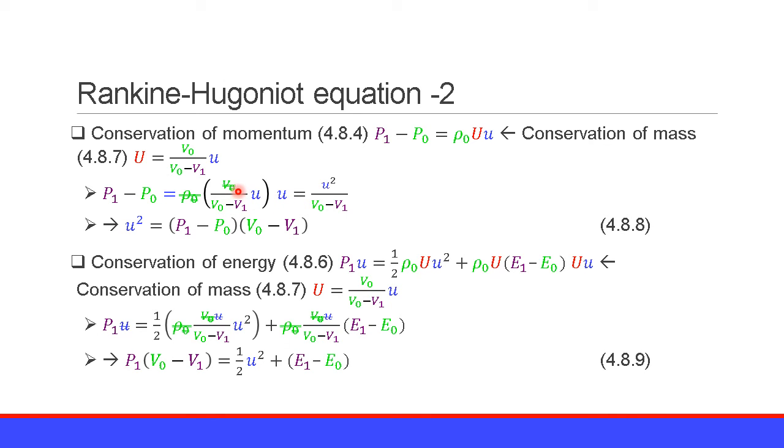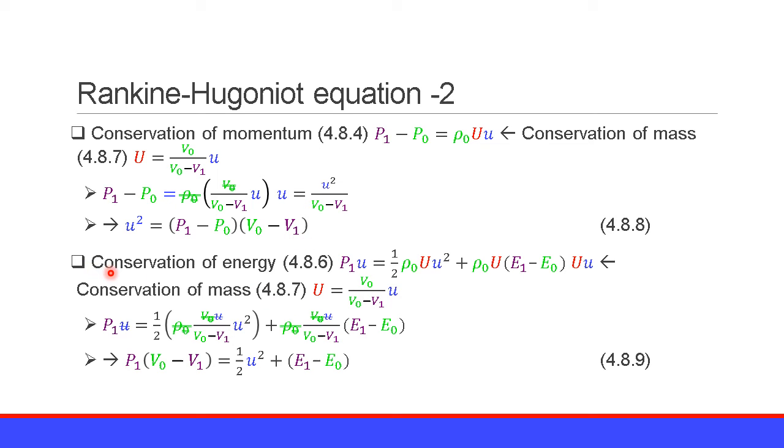And rho 0 and V0 are reciprocals of each other. Therefore, this formula becomes u squared over V0 over V1. As a result, the particle velocity squared, u squared, is equal to P1 minus P0 times V0 minus V1.